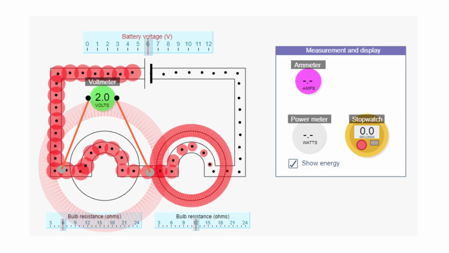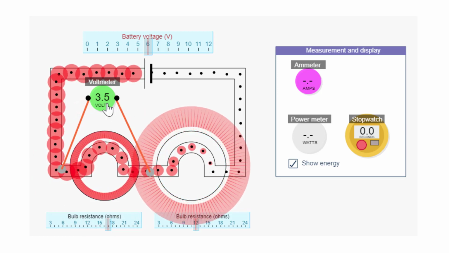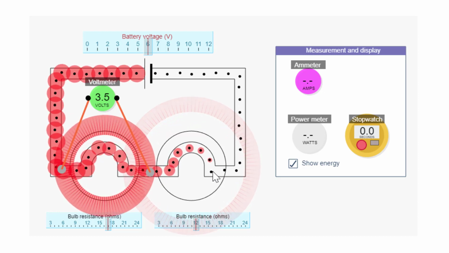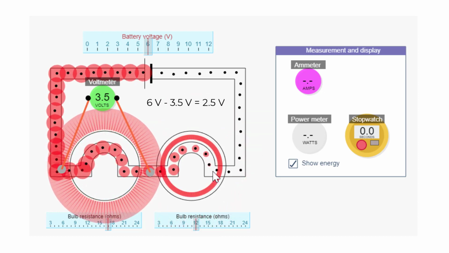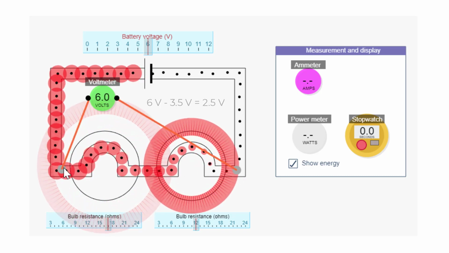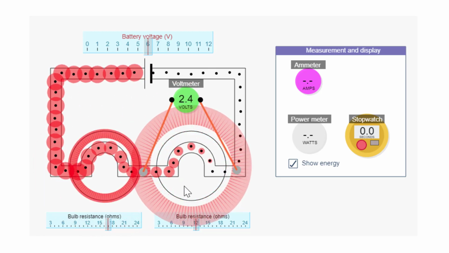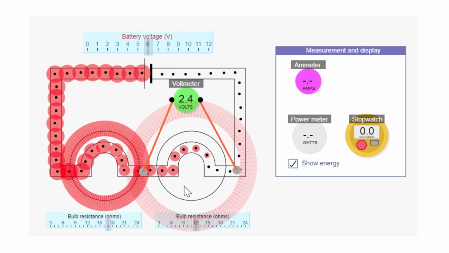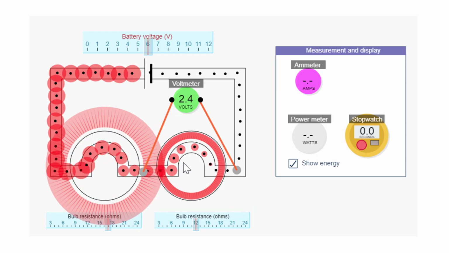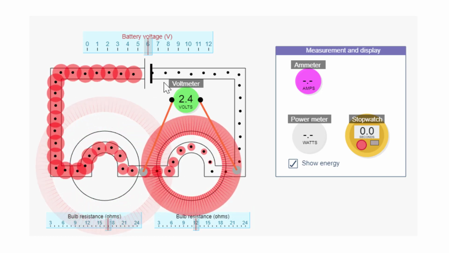6 minus 4 is 2, and if I change it to some random amount like this, if this is 3.5, then you'd expect the PD across this bulb to be 6 minus 3.5, which is 2.5. Now you might find it's not exactly 2.5 because you sometimes get a little bit of a rounding error. Let's just see, there we go, 2.4, so that's near enough 2.5. So that is the useful notion that the sum of the PDs, the summing together of the PDs, is equal to the PD across the battery.